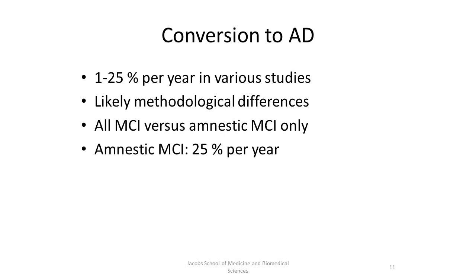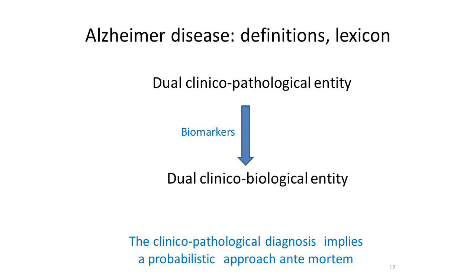So we have to get good at diagnosing amnestic mild cognitive impairment because these will be the group of people who will benefit most of the newer treatments. So how do we change the Alzheimer's disease diagnosis?